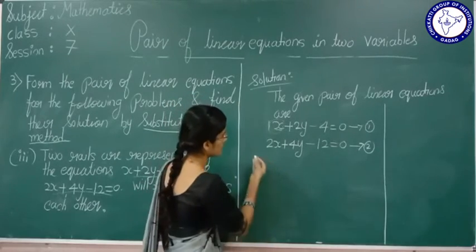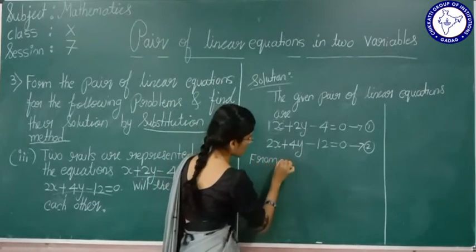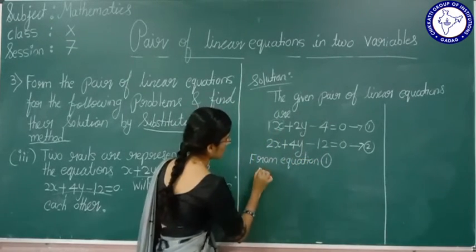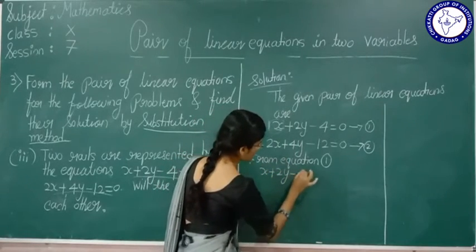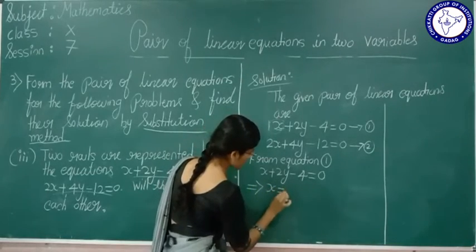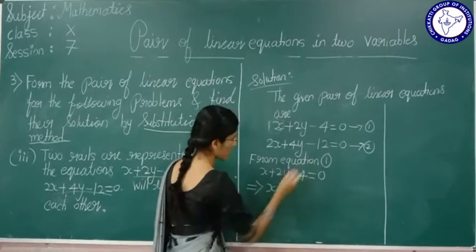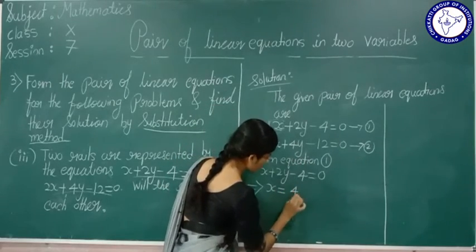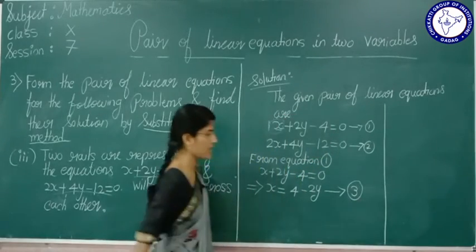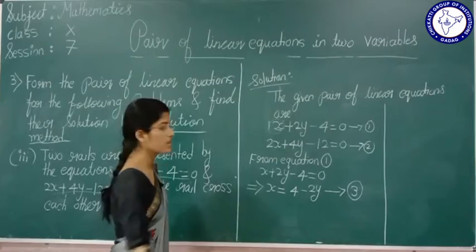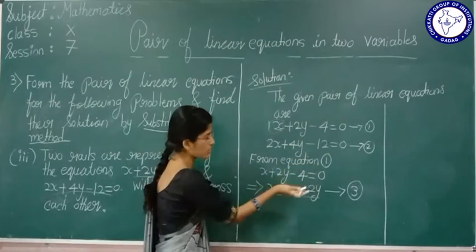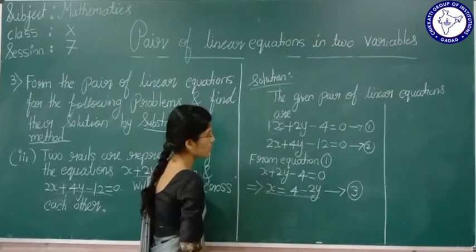Now see here, from equation 1, x plus 2y minus 4 is equal to 0. So this implies x is equal to, transposing to the right hand side, 4 minus 2y. Call this equation number 3. Next, what is the step? Substitute this value in the other equation. Which is the other equation? Equation number 2.